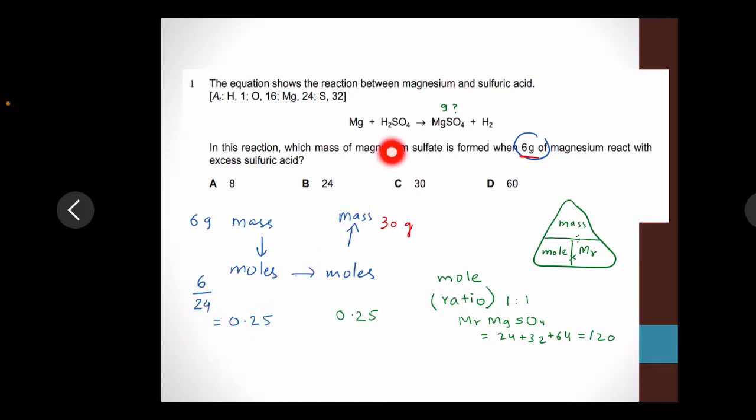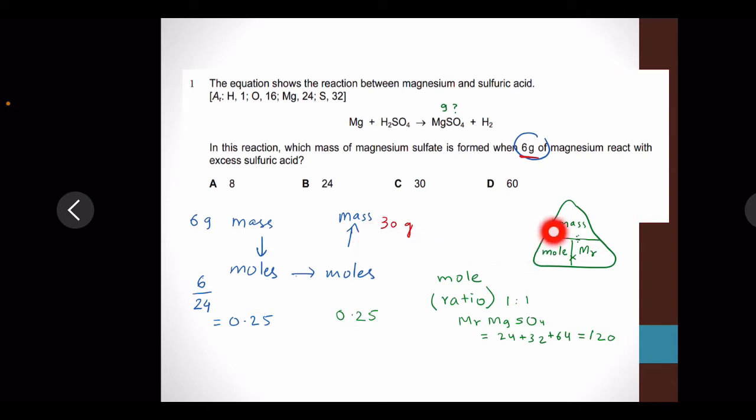After that you go back to the equation and check the ratio between magnesium, which is given, and magnesium sulfate, which is going to be calculated. You see both of them are 1 mole. So the ratio is 1:1. It means the same number of moles will produce the same number of moles. Moles of magnesium and moles of magnesium sulfate will be the same. Now you will change it again to mass.